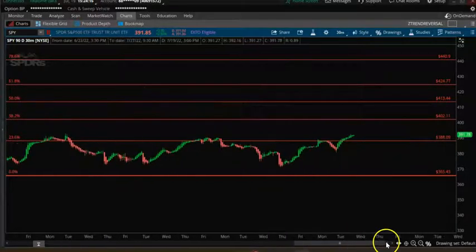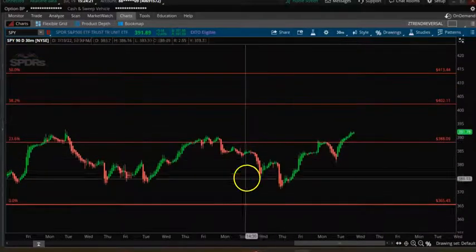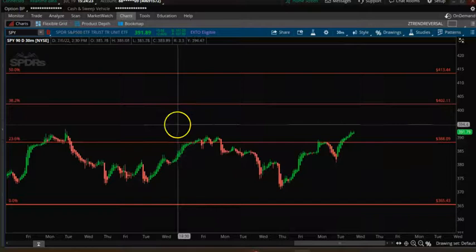So using the support and resistance lines from Fibonacci is a very good tool so that you can basically get out at the right time.